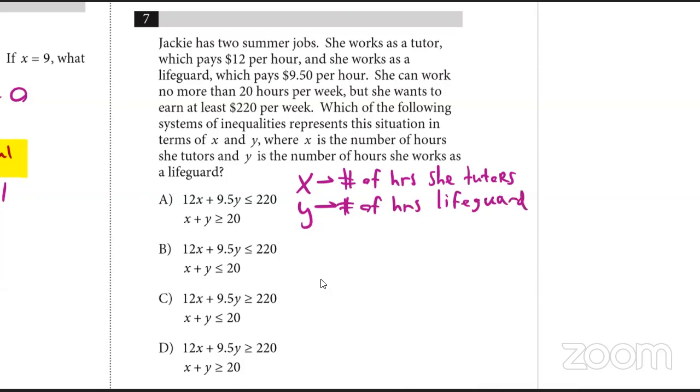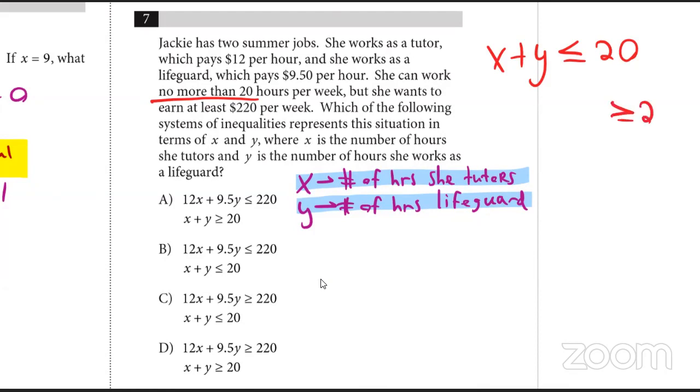So now that we spent just an extra moment describing what our variables stand for, it puts us in a better position to make sense of it, because the question says she can work no more than 20 hours per week. So the total number of hours, which is X plus Y, can't be more than 20. It can be equal to 20 and it can be less. So less than or equal to. The amount she's going to earn needs to be 220 per week. So it can be equal to 220 or greater than 220. So greater than or equal to.